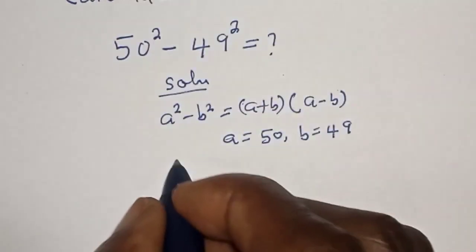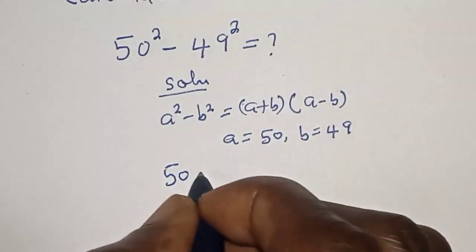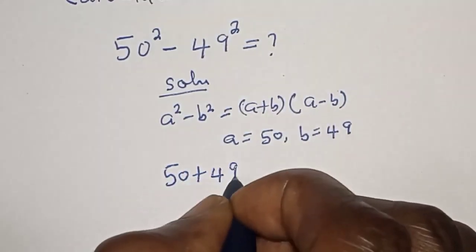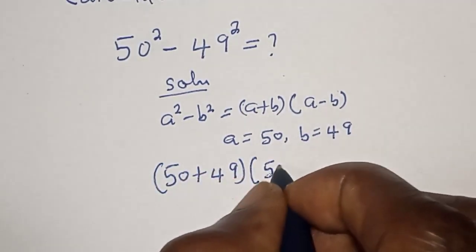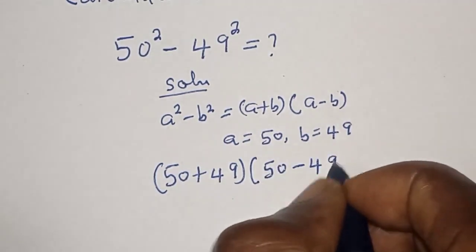So let's substitute. We have 50 plus 49, multiplied by 50 minus 49.